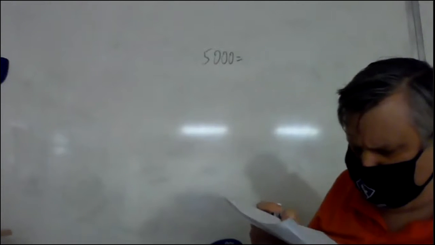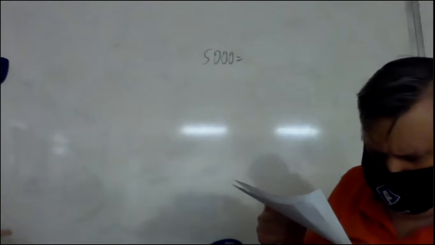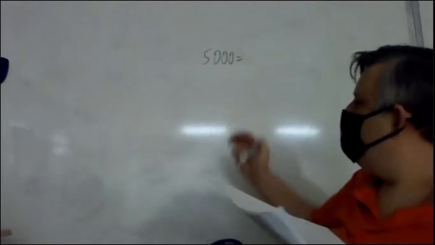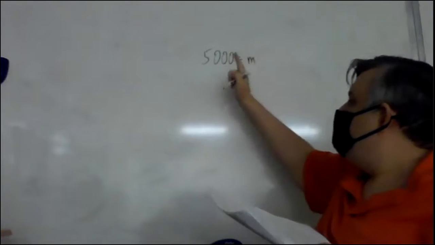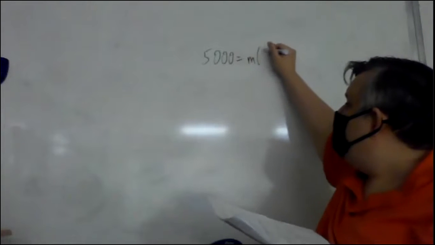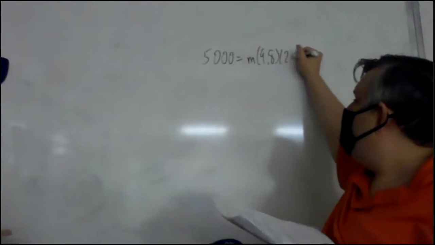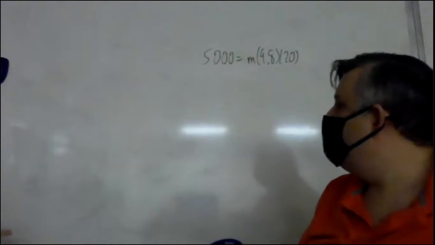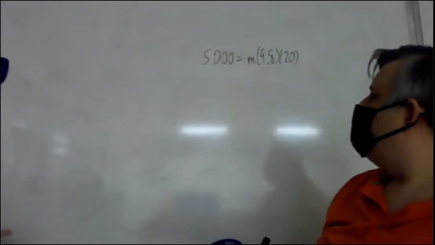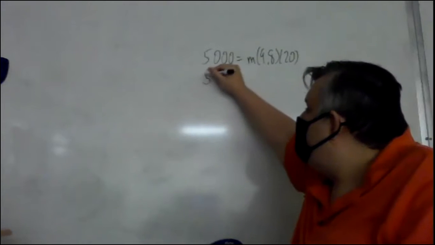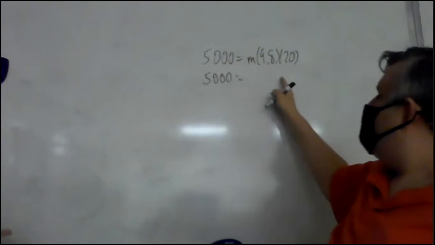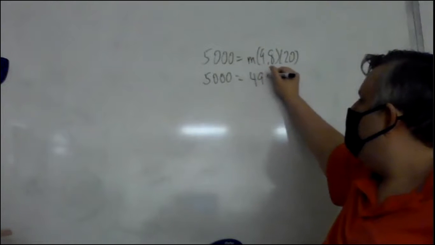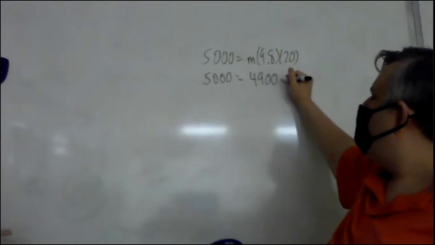The mass of the object, oh no, I wasn't given the mass, I was given the height. So I'm trying to find the mass of the object. Here's the potential energy. Mass of the object is the thing I'm trying to find, and I'm dropping it from 20 meters height. All right, so I got 5,000 is equal to 20 times 9.8, which is going to be 4,900. Is that right?